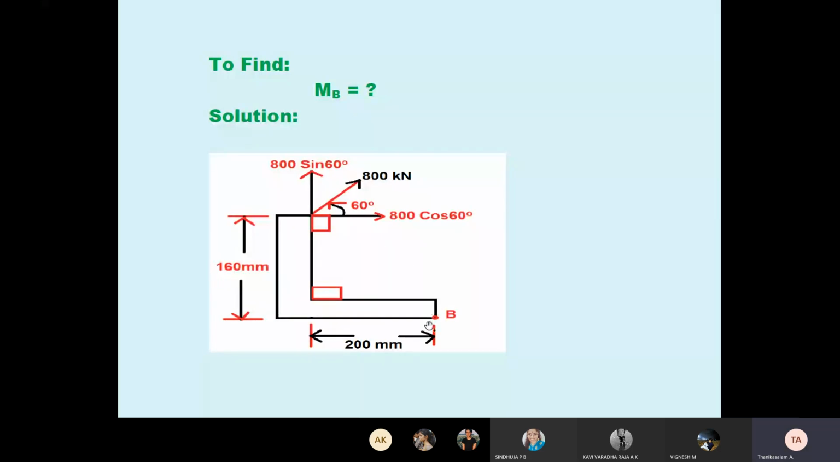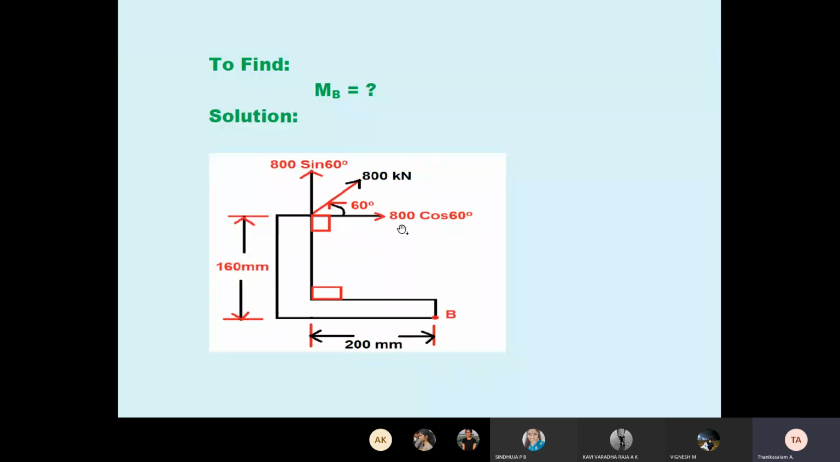Now our reference point is point B. Students, they asked the moment with respect to point B. See, for our understanding, I marked the perpendicular. See here, 800 sin 60 with respect to B is a perpendicular. See the 800 sin 60 only. So it is perpendicular with respect to B. What is the distance? 200 mm.